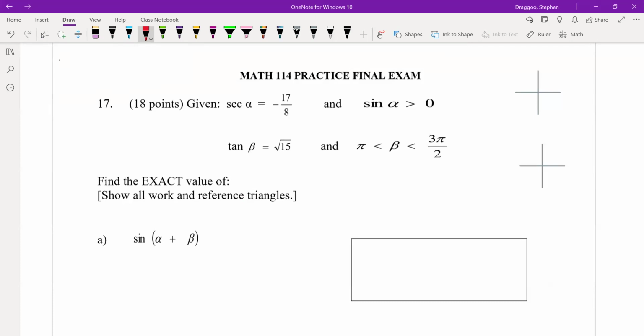So secant, it's the reciprocal of cosine. It's going to be tied to the x value. I see that secant, or x, is negative, and sine, or y, is positive. So I need to be on the left because x is negative, and I need to be on the top because y is positive. So if I go left and I go up, that gets me into the second quadrant.